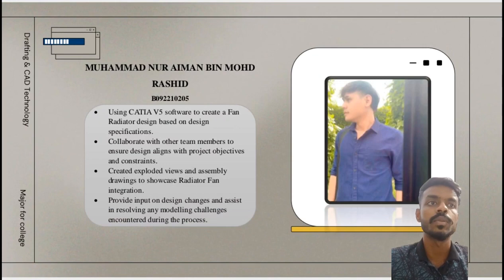The third one is Muhammad Nur Aiman bin Muhammad Rashid. His matrix number is B0922100205. His job scope is using CATIA V5 software to create a fan radiator design based on design specifications. Collaborate with other team members to ensure design aligns with project objectives and constraints. Creates exploded views and assembly drawings to showcase radiator fan integration. Provide input on design changes and assist in resolving modeling challenges encountered during the process.